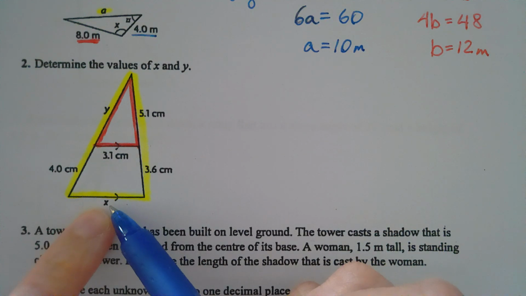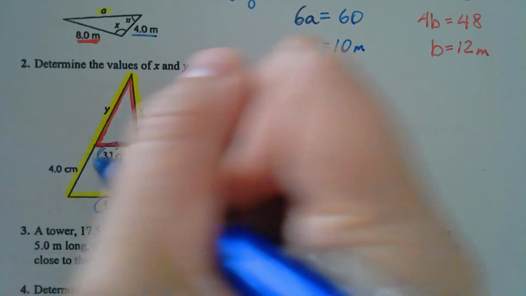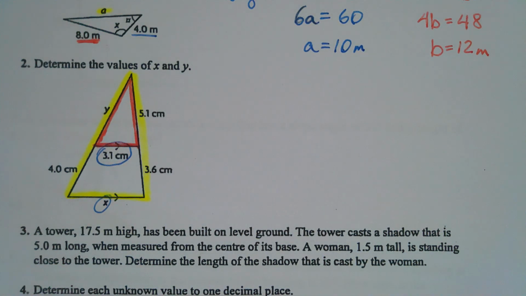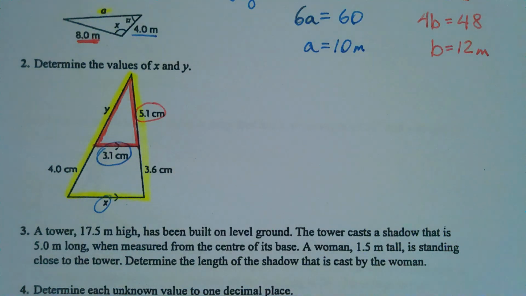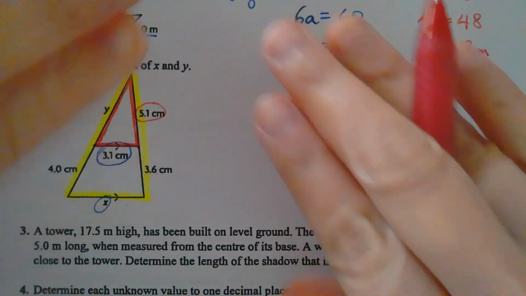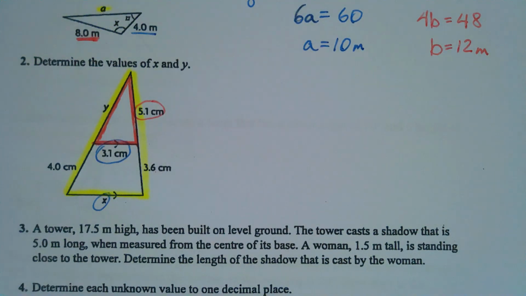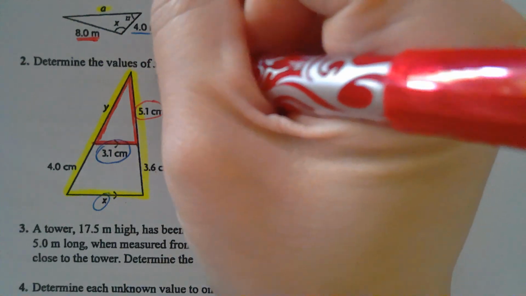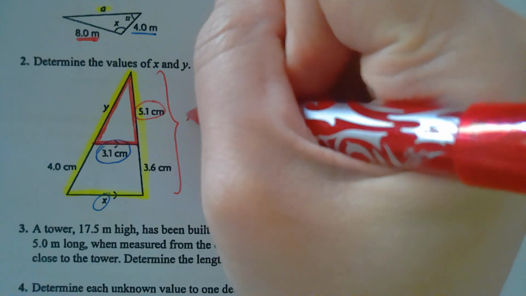Which side am I comparing the x with? Jonathan? 3.1. So I'm comparing this with this. Okay. And Kevin? Right, the 5.1 with 3.6? Not 3.6. Because we just said this is not a triangle. Where's the length of my whole highlighted triangle? It's 5.1 plus 3.6. Which is? 8.7.